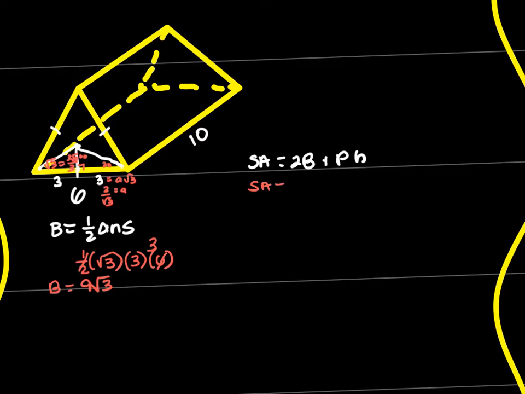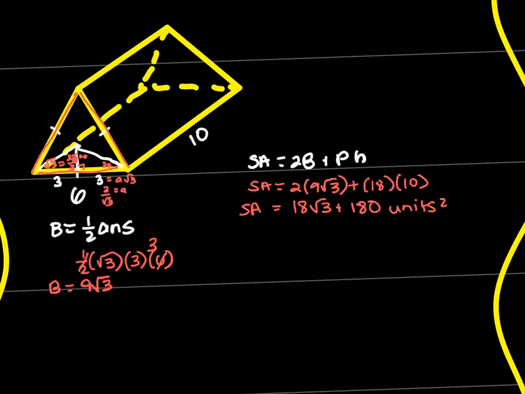So surface area would be 2 times 9 root 3 plus the perimeter, which is 6 plus 6 plus 6, or 18, times the height, which is 10, and I'd get 18 root 3 plus 180. And again, whatever the units are, units squared. For volume, base area times height, we already know the base area, again 9 root 3, times the height of 10, and this would be 90 root 3.